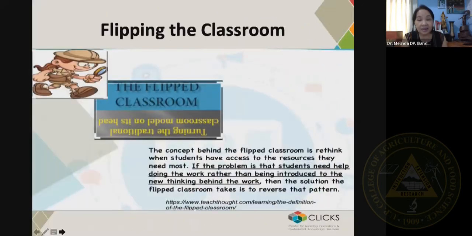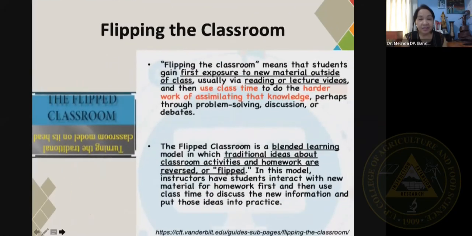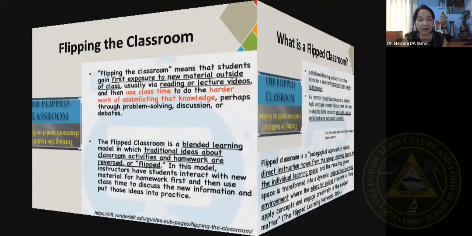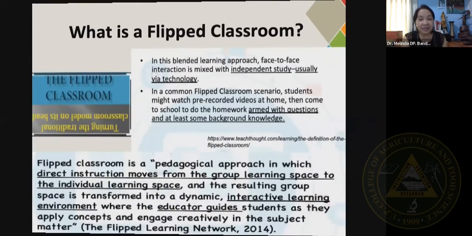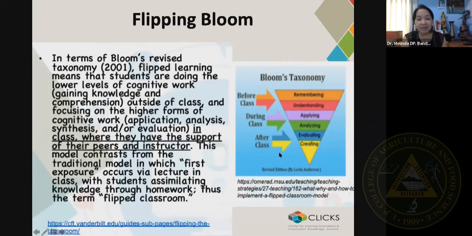In here, is rethink when students have access to the resources they need the most, because they have their teachers, and they have their classmates with them. Again, it can be in a classroom setting, or it can be in a synchronous session. Mga definitions na lang yan eh.